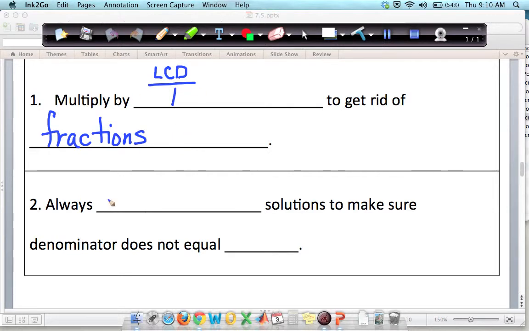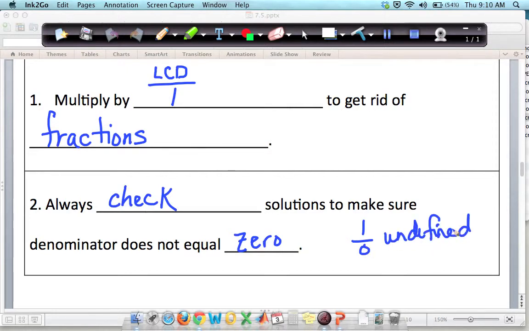Once you do that, when you've solved, you always need to check your solutions. This is really important, to make sure your denominator does not equal 0. Because remember, we said if your denominator is 0, that's undefined. So you need to eliminate any of these extraneous solutions if you get something that makes your denominator 0. So for example, if you're doing the homework and you get 2 answers, 2 and negative 4, let's say, and MyMathLab keeps saying it's wrong, check to see if one of them makes your denominator 0, and then you need to eliminate that one and just put in the 1 answer.